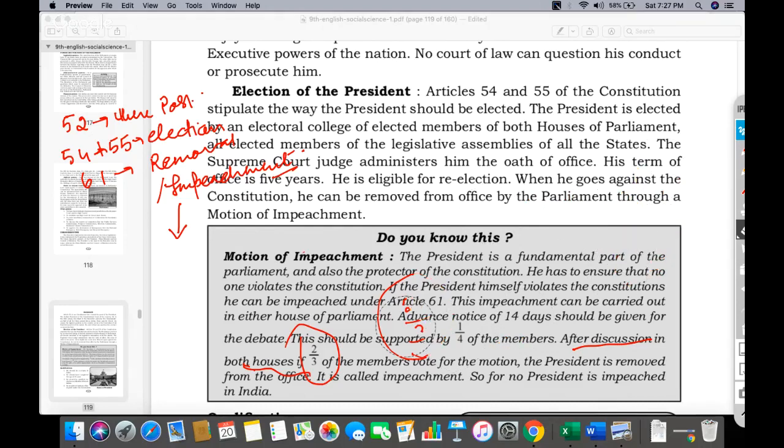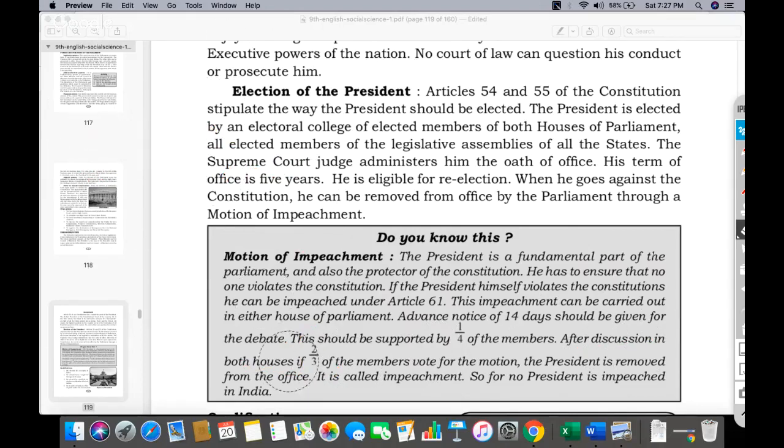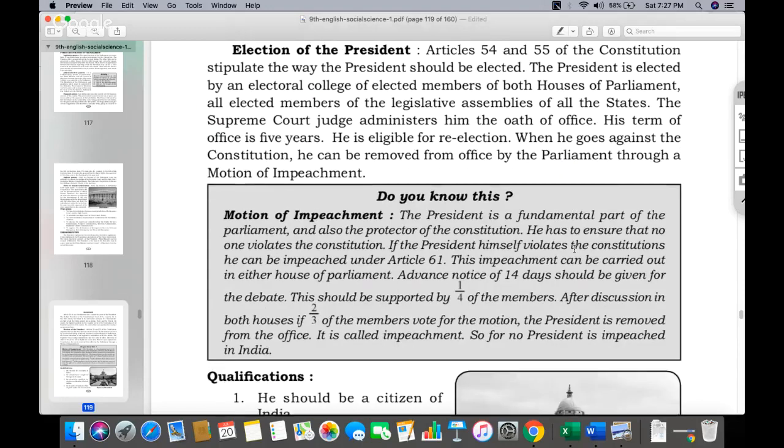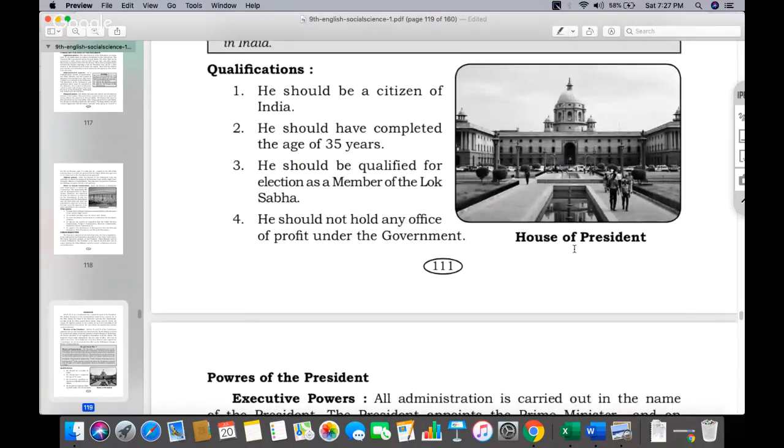It is not the case that one member is not satisfied with the work of the President of India, so he can go and remove the president. This is not the case. Now, what should be the qualification? Again, he has to be a citizen of India. There is no doubt about it. He should have completed 35 years.